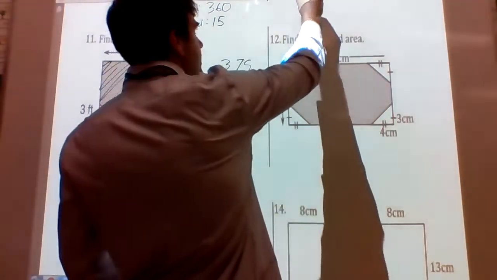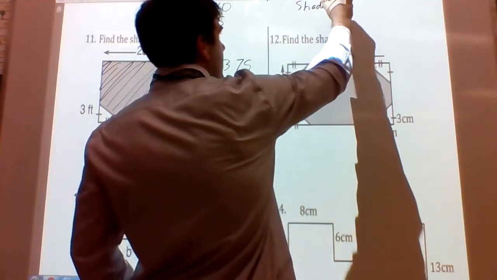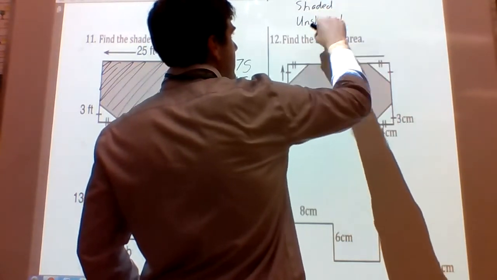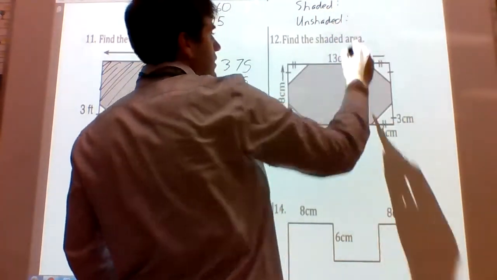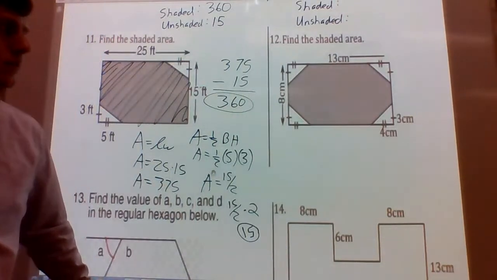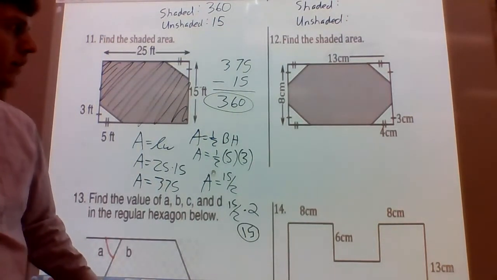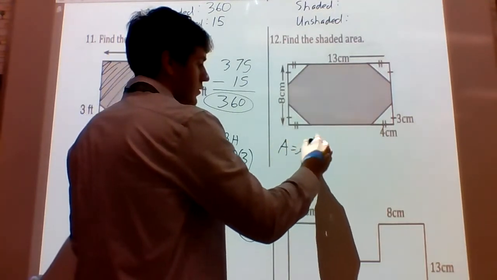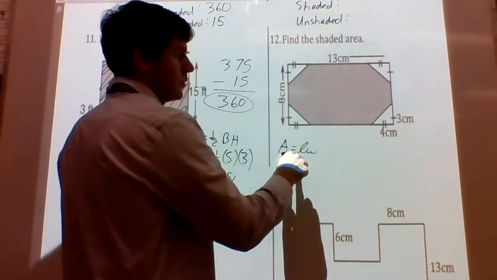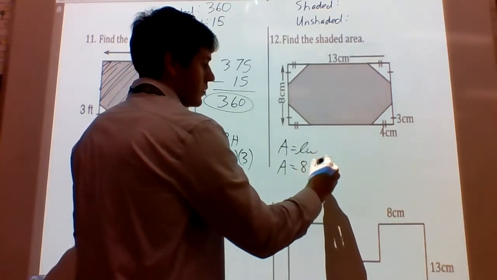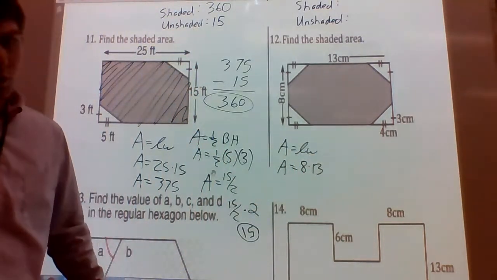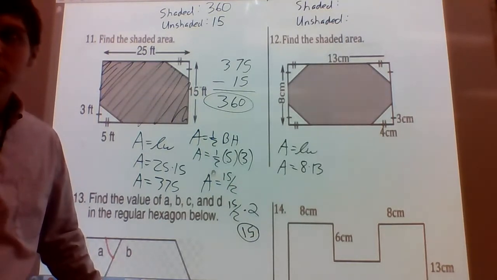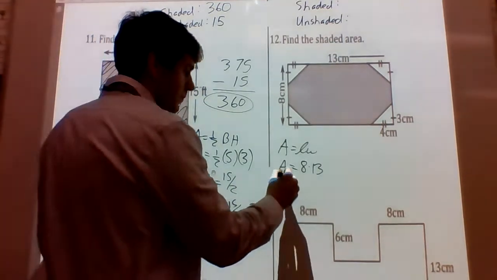Again, we want to find shaded and unshaded areas. The area of the rectangle is length times width. So our area is going to be 26 times 4, which is 104.